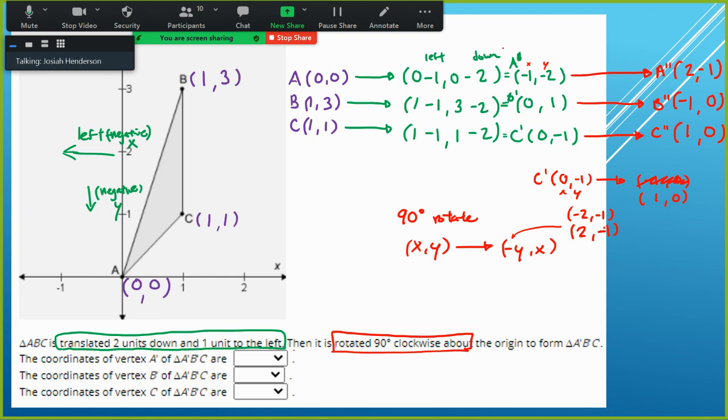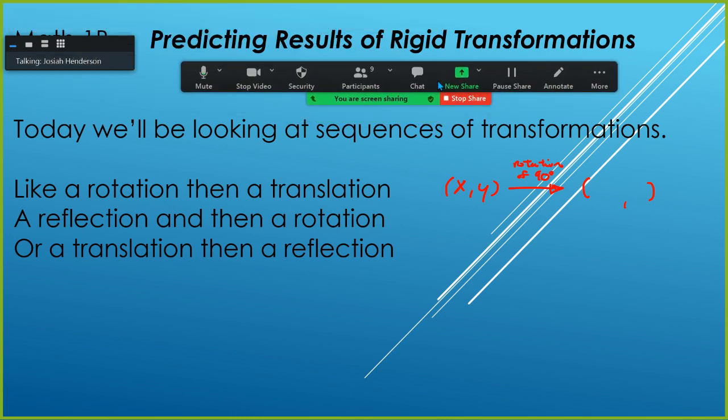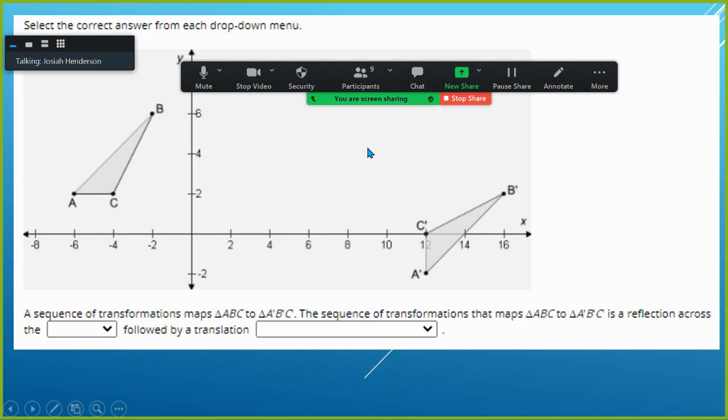Your homework today, everybody, is to do the last mastery test in this unit. Let me see what that's called again. It's called Predicting Results of Rigid Transformations. If I wrote this material, I would not have named it that. I would have called it Sequences of Transformations. It should be our last one in the unit. Okay, let's do another example.